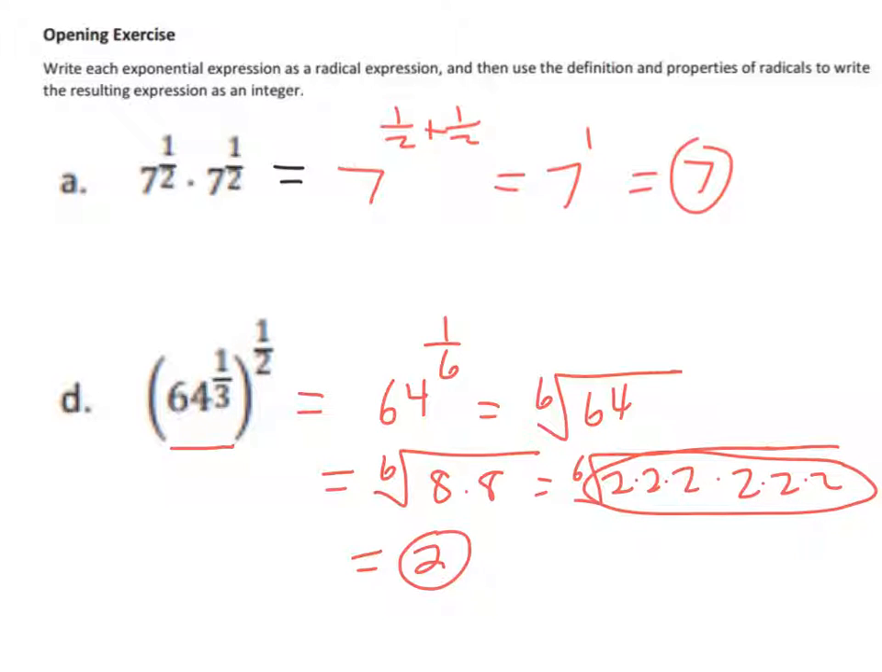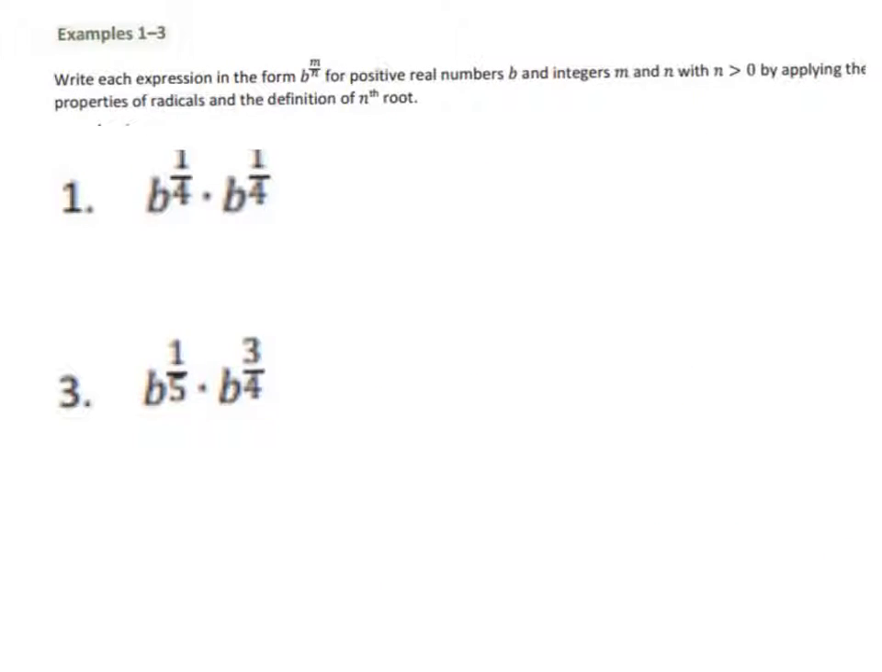Okay, let's go to the next set of exercises. This time the directions say write the expression in the form of b to the m over n for positive things. So basically, write it still as a fraction. What happens when I multiply b to the fourth times b to the fourth? I get b to the 1/2. And I'm not taking it any further. Just leave it that way. Remember, you're adding exponents. Quarter and a quarter makes a half.